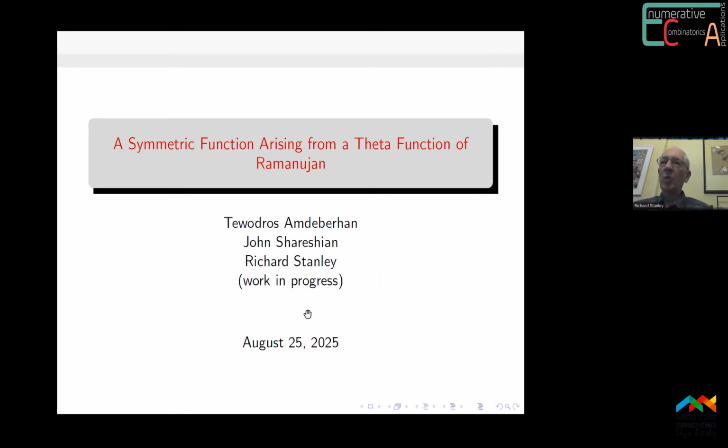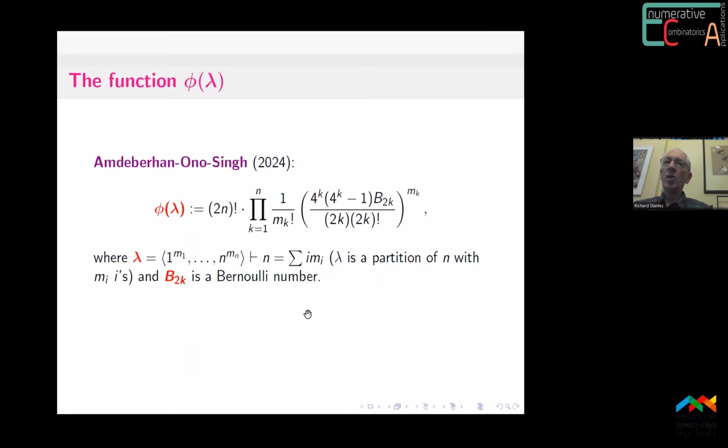So, I'm going to talk about a certain symmetric function and some generalizations of it. This is joint work, still in progress, with Tewardros Imdeberhan and John Sharashian. Here is how this symmetric function first arose, from work of Imdeberhan, Ono, and Singh last year. They were interested in this. Well, first, I should say I'm assuming a knowledge of symmetric functions for this talk.